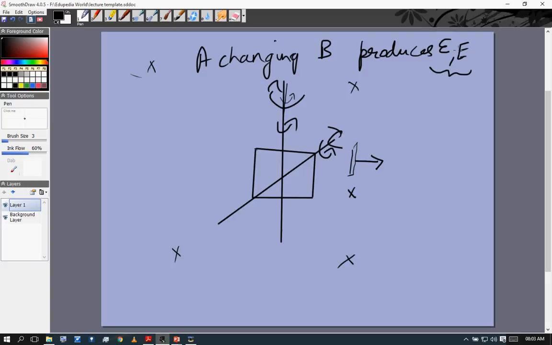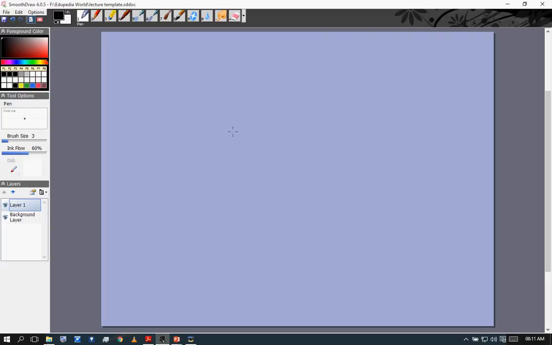Now we've discussed how this electromagnetic induction works, but where does this come from? In other words, what is the origin of this induced EMF? So let's look at that right now. There are two ways in which this EMF can be induced. The first of them is when we change the area of the loop, or when we move a current carrying wire in a constant magnetic field.